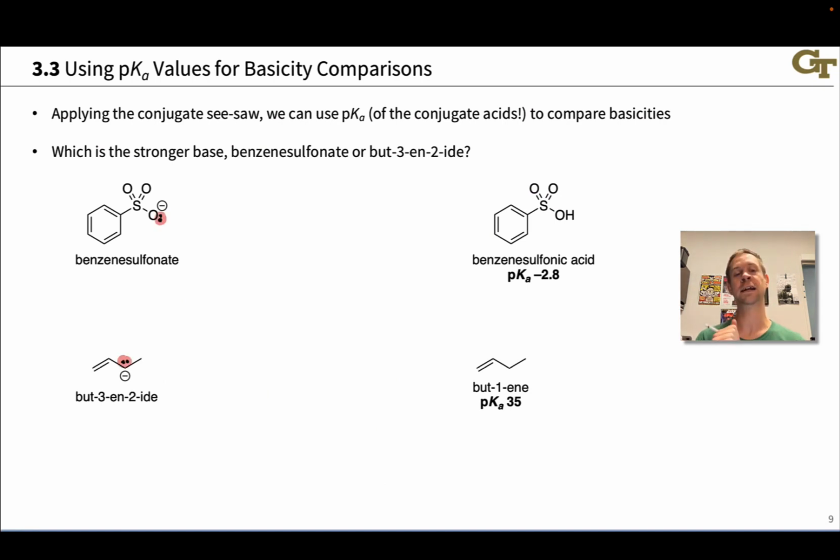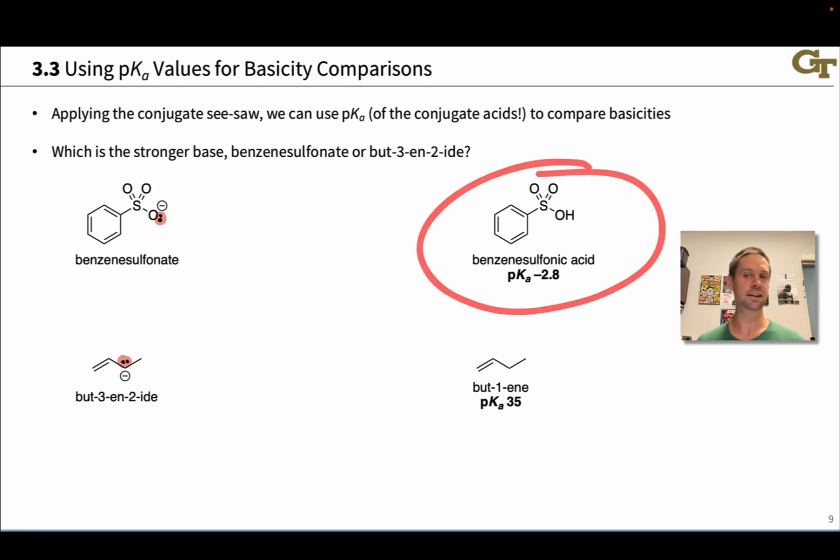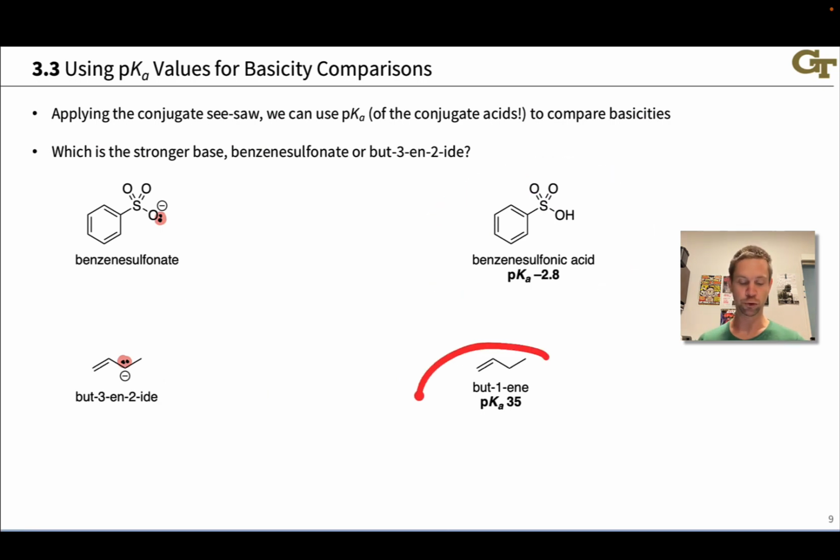So there's a lone pair at each of these negatively charged atoms. We can protonate that lone pair, add H+ to it, right? And that gets us to the conjugate acids on the right, benzene sulfonic acid and but-1-ene, this compound right here, this terminal alkene. And we can look up their pKa values. Benzene sulfonic acid has an acidity constant of -2.8, and butene has an acidity constant of 35, specifically at this position where the negative charge was located here.